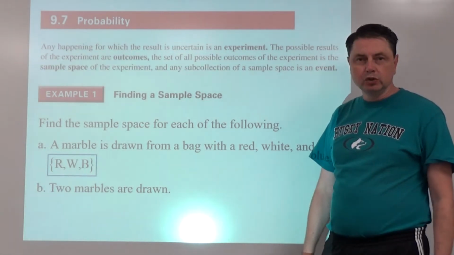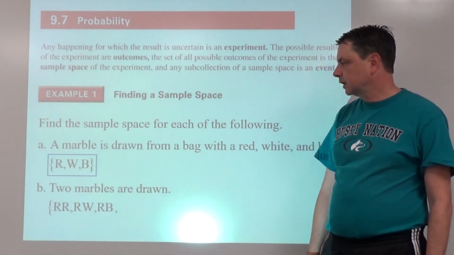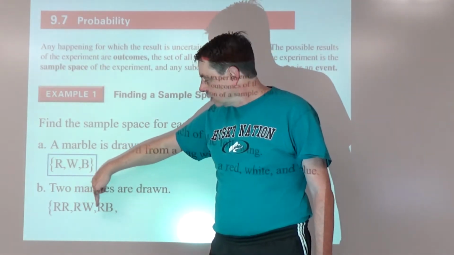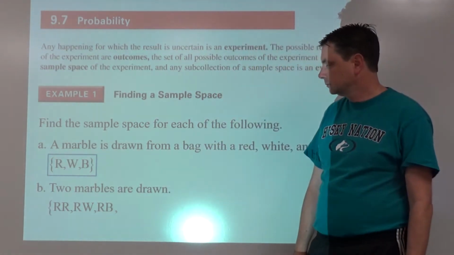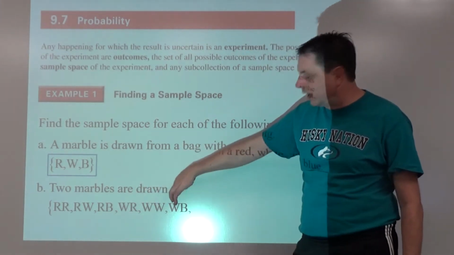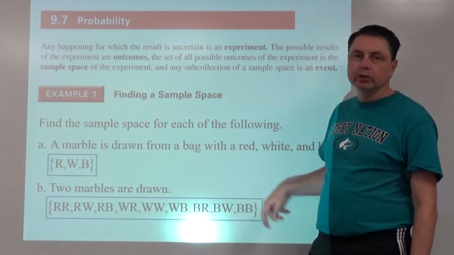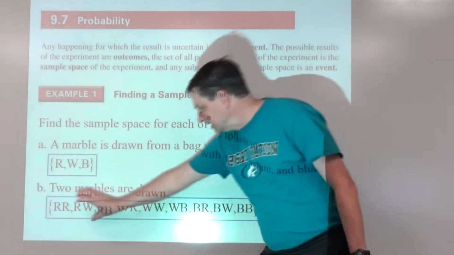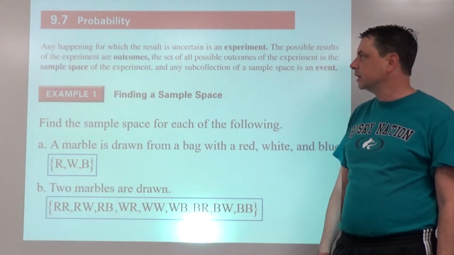What if we draw 2 marbles? We could get red followed by red, red followed by white, red followed by blue. What else? White followed by red, white followed by white, white followed by blue, blue red, blue white, and blue blue. So in that case, 9 different outcomes in the sample space. That would be called the size of the sample space.